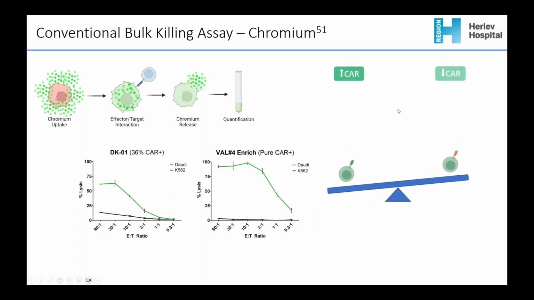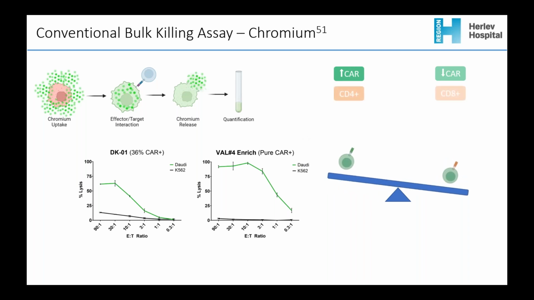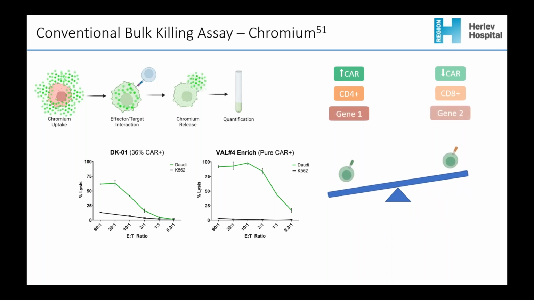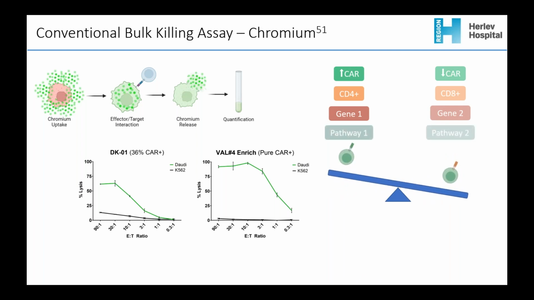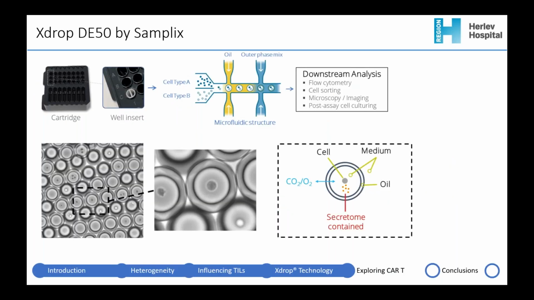So this makes us wonder, what could be the difference with these cells? Which ones are doing the bulk of the killing in this assay? So maybe it's the cells that have more CAR than the ones that have less CAR expression. Maybe it's one phenotype. Maybe it's the CD8 CAR T cells that are doing the bulk of the killing. Or maybe it is the expression of a particular gene that allows the cells to be more potent. Or if it's not a gene, maybe it's a pathway that's giving the cells more proliferative potential. And so this nicely brings us to what we can do with the Xdrop technology.